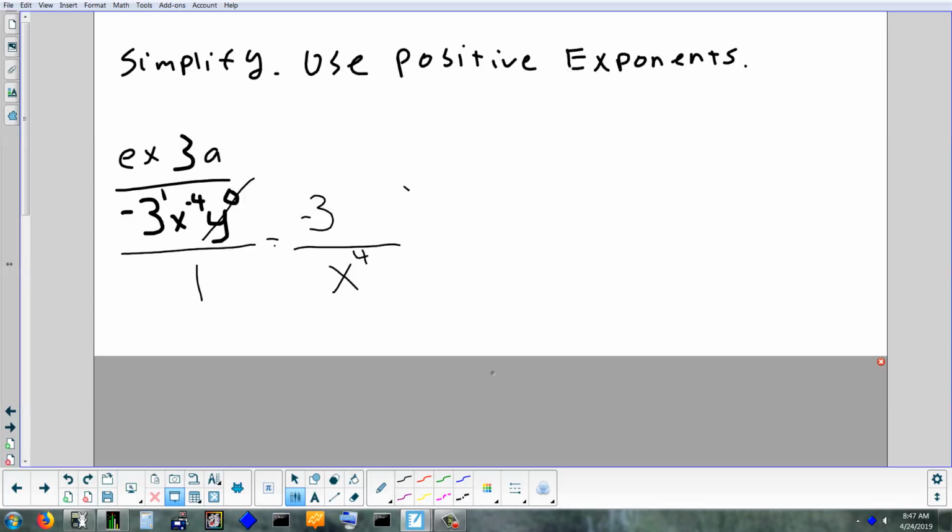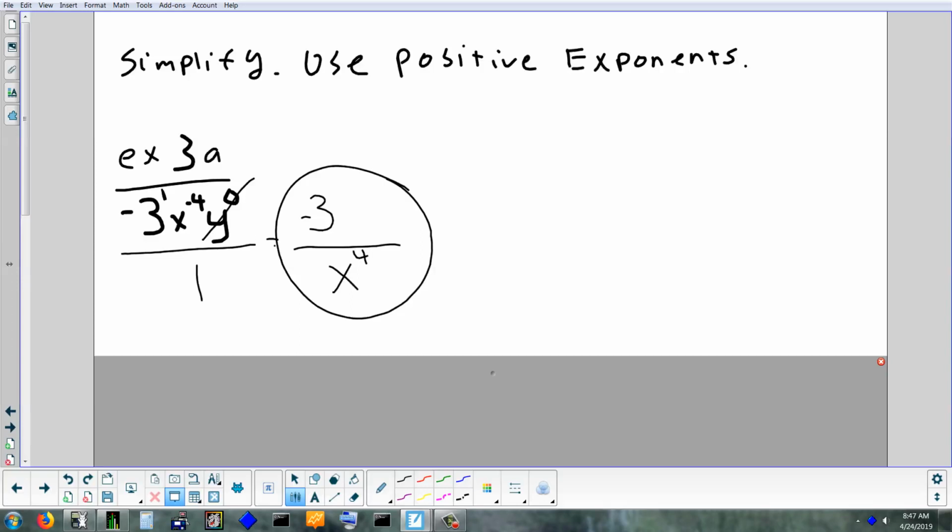This is my final answer. And guys, just pay attention to what your directions say. Simplify, use positive exponent. I think on the test it'll say something like simplify, assume there's no negative exponent. So this right here is your final answer. All right? Negative 3 over x to the 4.